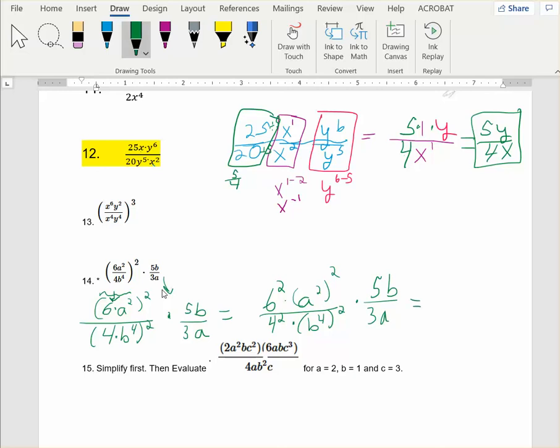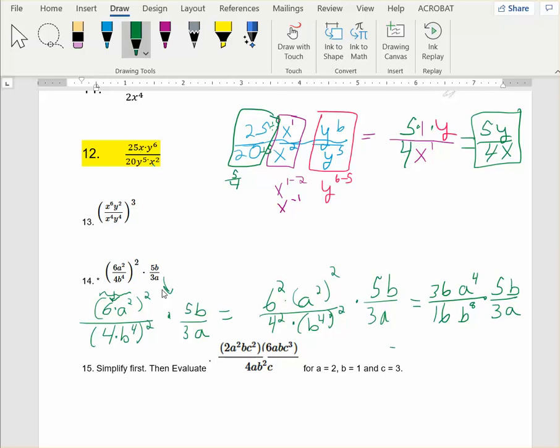Okay, so we're getting closer to being simplified, but there's still a couple more steps. 6 squared is 36, 6 times 6. And a to the 2nd power to the 2nd power, the rule is when you raise a power to a power, you multiply their exponents. And that would be over 4 squared, which is 16, and then I have b to the 4th to the 2nd power. So again, multiply the exponents. 4 times 2 is 8. And now I have to multiply that by 5b over 3a.